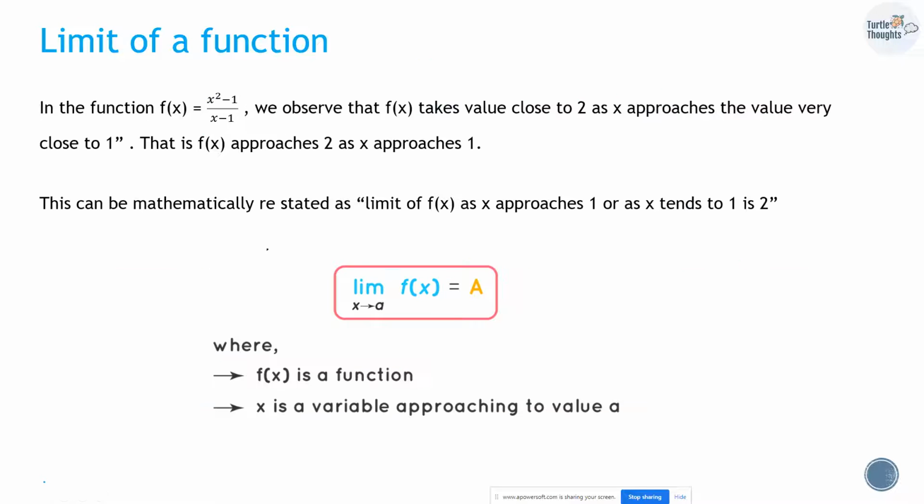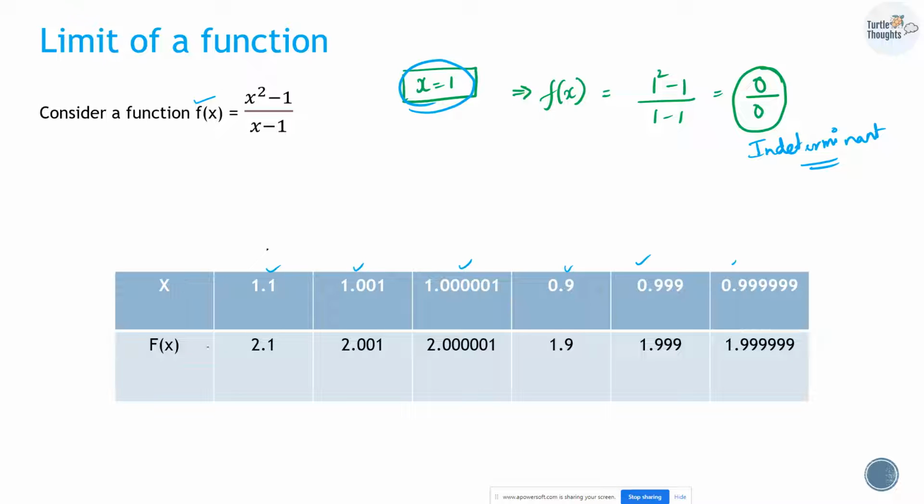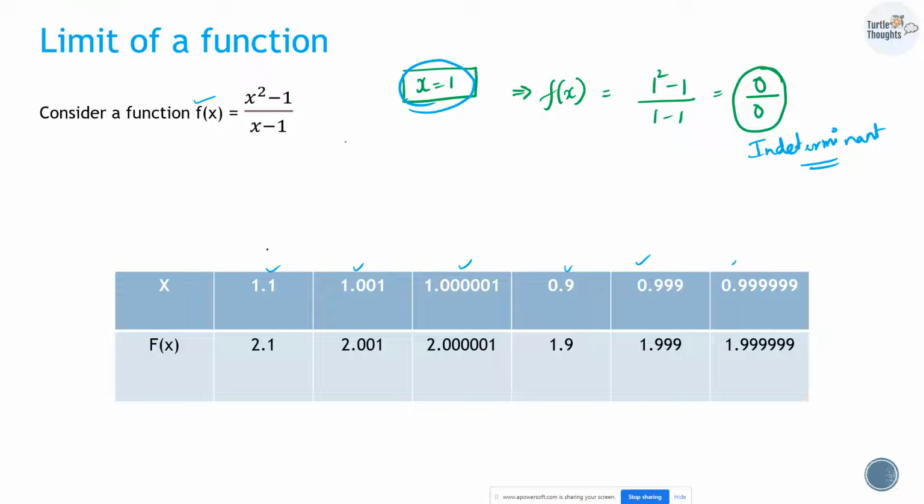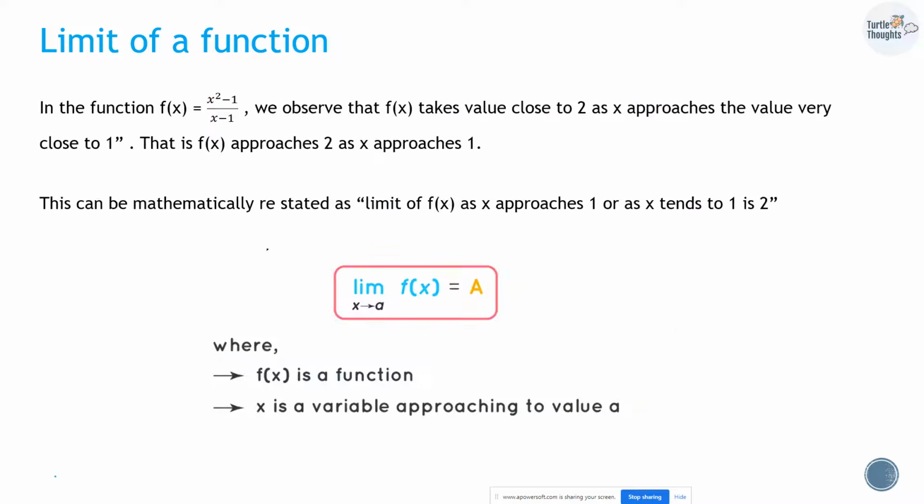Right? Here we make an observation. In the function f of x, which is x square minus 1 over x minus 1, we observe that the value of f of x is close to 2 when x approaches a value close to 1. That is, f of x approaches 2 as x approaches 1. So whenever I take a value of x nearing 1, the value of f of x is going to be nearing 2, right?